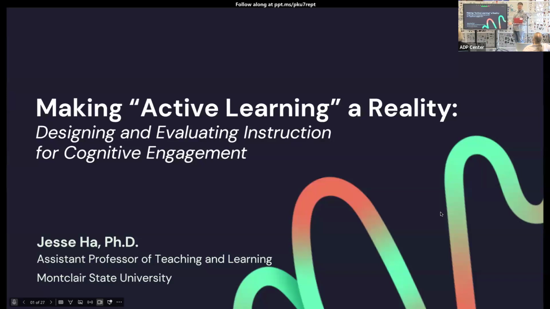So, making active learning a reality, right? And I put it in quotation marks, active learning, for a reason. Because we're actually going to be breaking down active learning with what we call the ICAP framework.